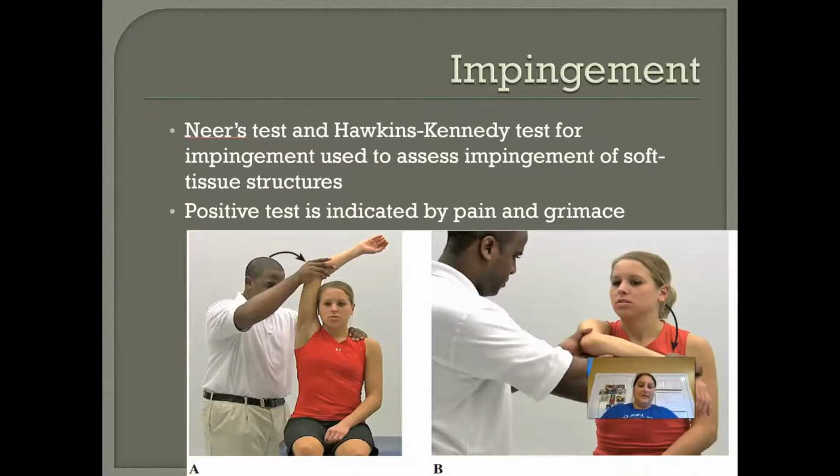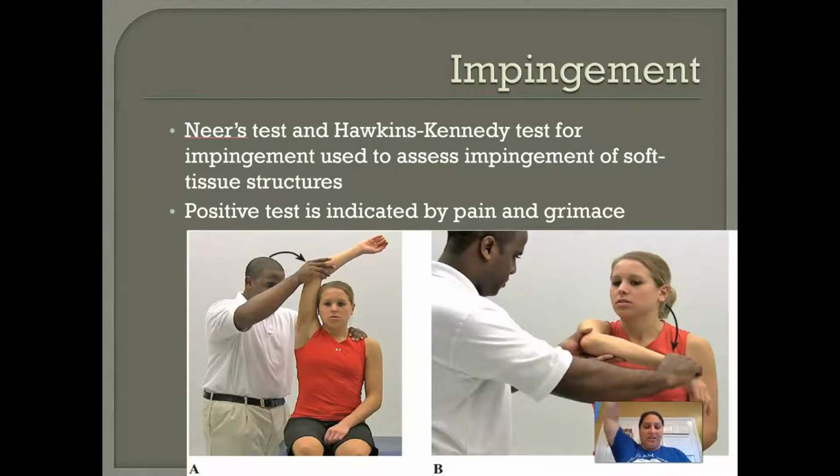Okay, impingement. So A is Neer's test and B is Hawkins-Kennedy. Both are used to determine if there is impingement within those soft tissue structures. So either they're going to say that they have pain or they're going to grimace with that. And basically all that is, hopefully you guys can tell with A, is the clinician is just forcing her into adduction up at top. And then B, I normally will start the Hawkins-Kennedy down here in this plane and then move more in a frontal plane. The reason being is if they're having pain out here, they're definitely going to be having pain right there.